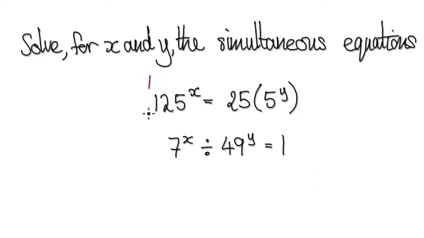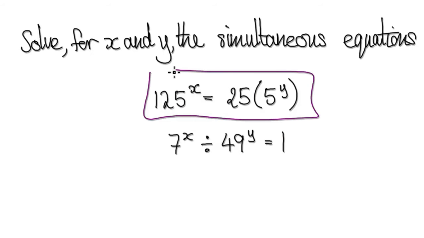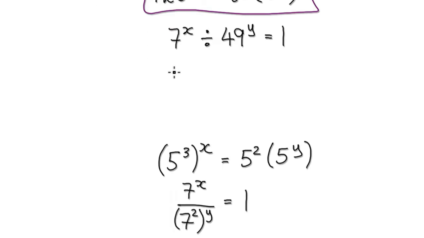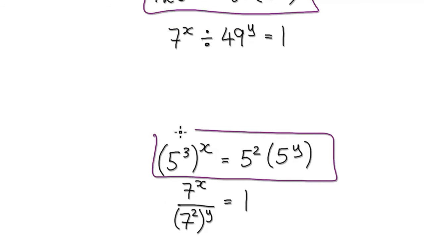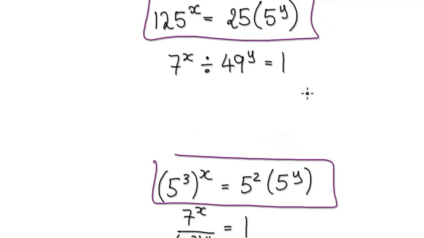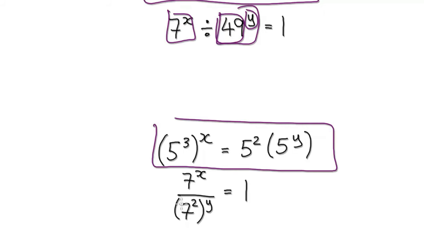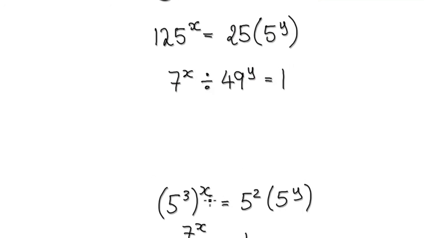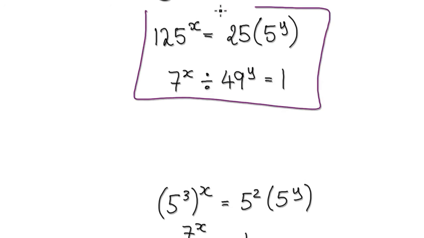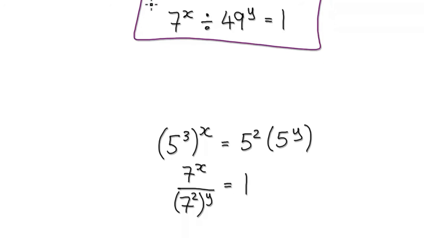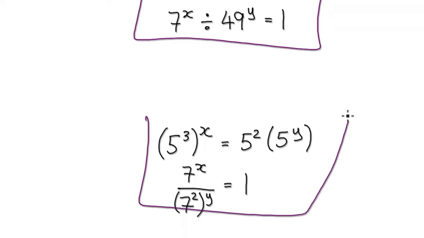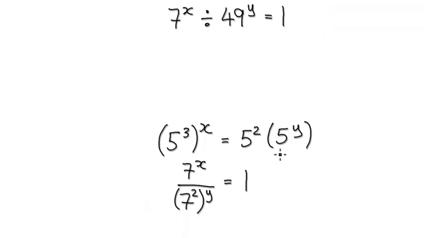So rewrite this thing as this thing here. And rewrite this 7 to the power of x is the same as 7 squared to the power of y. So basically, rewrite this whole thing here as this, and then tidy this up.